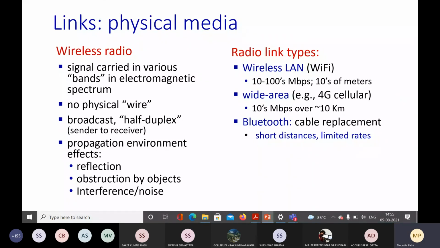The next type of communication over wireless links is terrestrial microwave connections. These are basically point-to-point connections. So suppose you have one antenna at one point on Earth, and you are communicating with another point, and it gives around 45 Mbps of data rate.